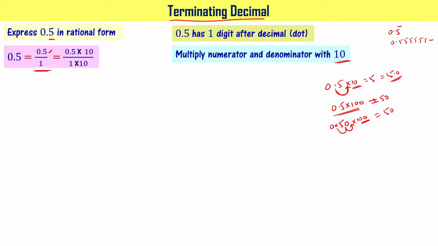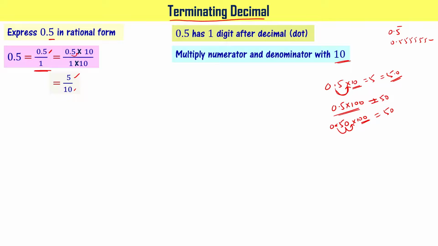Now, since 0.5 times 10 moves the dot by one digit, I can say that the numerator is going to be 5 and the denominator is 1 times 10, that is 10. So 0.5 is now written as 5 by 10. This is the rational form, since both numerator and denominator are integers. So you can stop here. That is one way to do it.